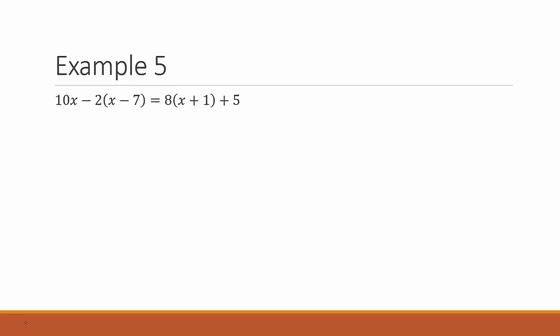Okay, let's look at one more problem here. All right, so we have 10x minus 2 parentheses x minus 7 equals 8 parentheses x plus 1 plus 5. So let's clear our parentheses by using the distributive property. So I'm going to distribute this negative 2 to each one of those. So be careful there. Then I'm going to distribute this 8 to each one of those terms.